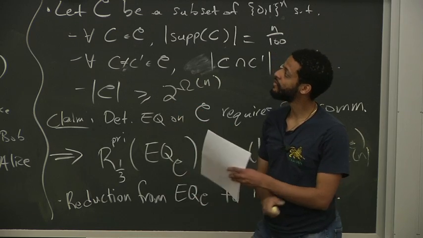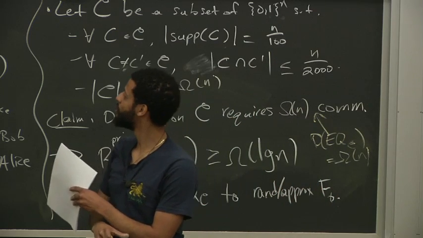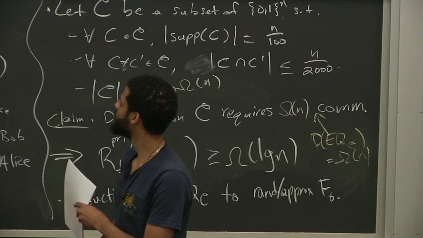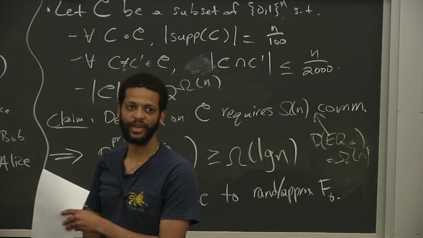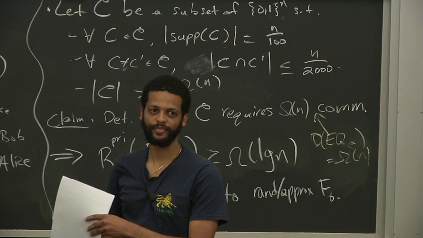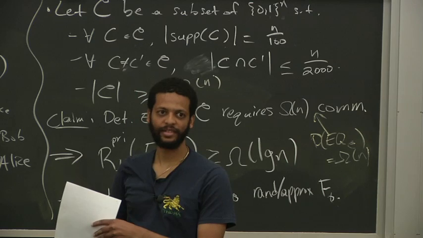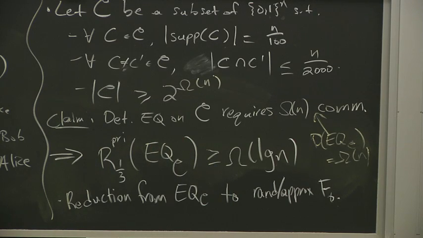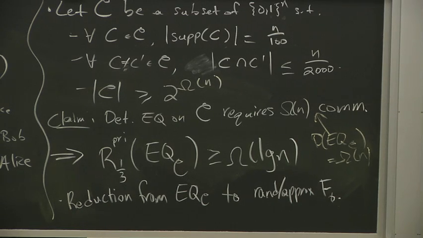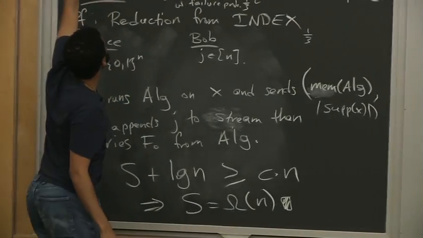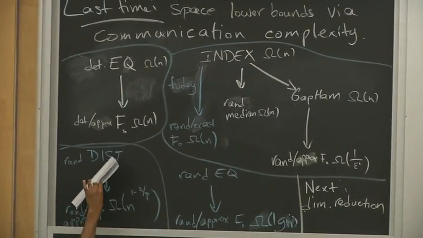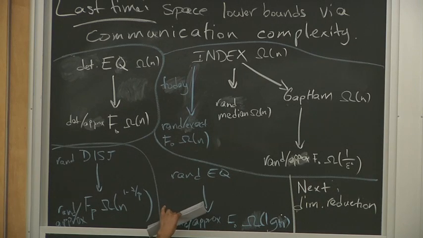So over here, when you say randomized approximate F0 should be omega of log n? Yeah, that's right, omega log n. You've written omega n. Omega log n, yeah. So there is an omega n somewhere. So randomized exact is omega n, right? And that's what we showed by indexing. Randomized exact is omega n. Deterministic approximate is also omega n. But if you want both randomization and approximation, then the lower bound is log n, right?